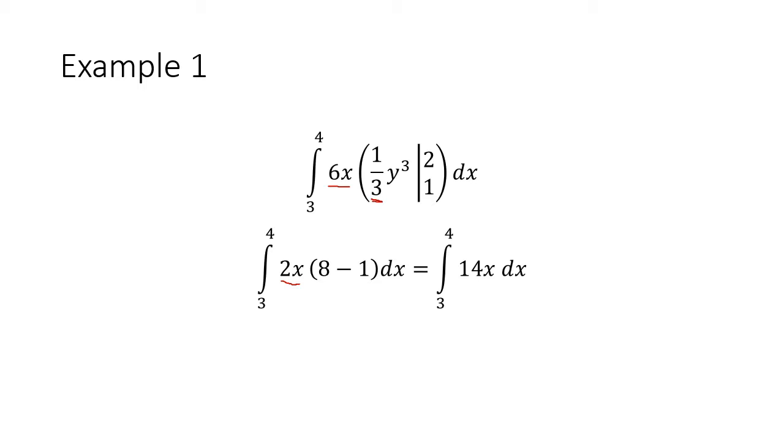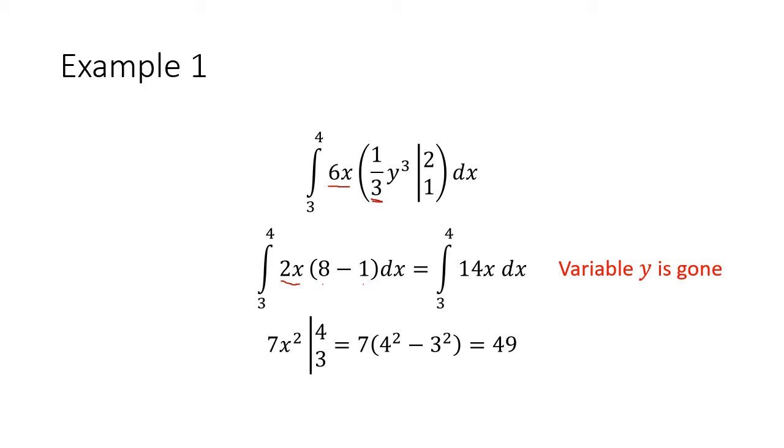2 cubed gives me 8. 1 cubed gives me 1. Their difference is 7. 2x times 7 is 14x. And so now I have to take this integral with respect to x. The really important thing to notice here is that once I integrate with respect to y, my variable y needs to be gone. If I just finished integrating with respect to y, I better not see any y's left over in my expression at all.